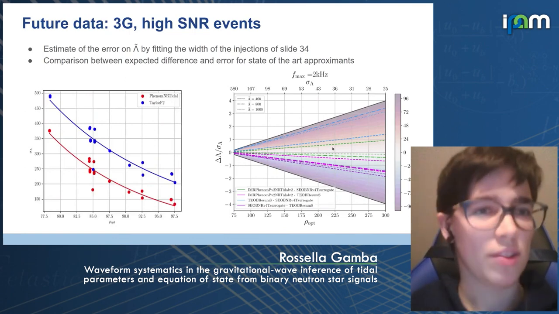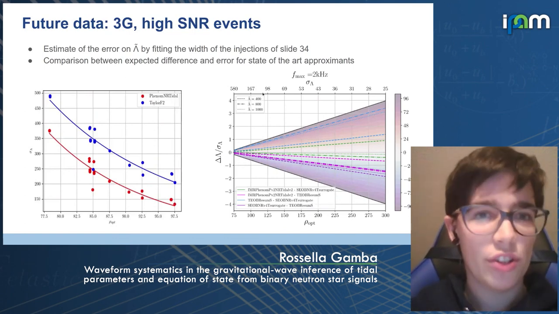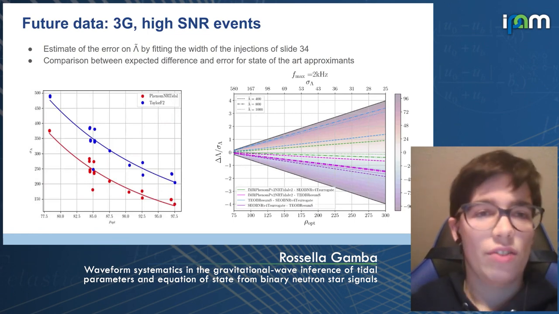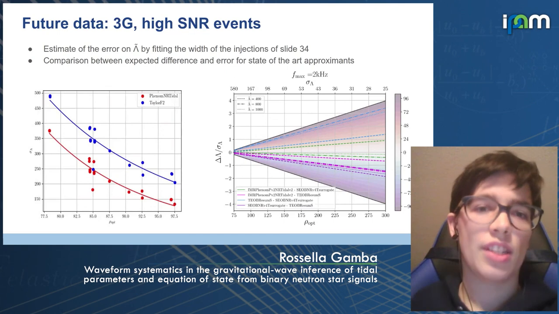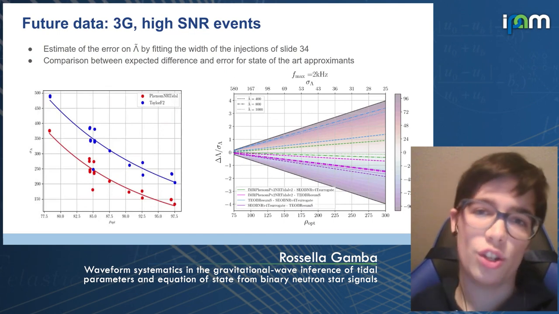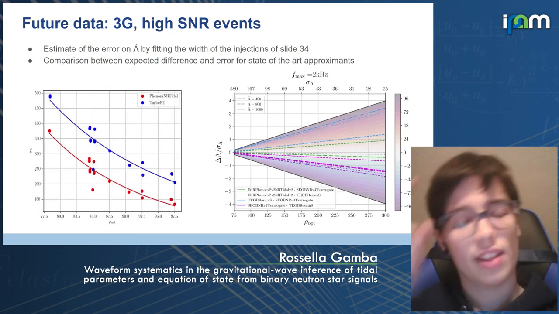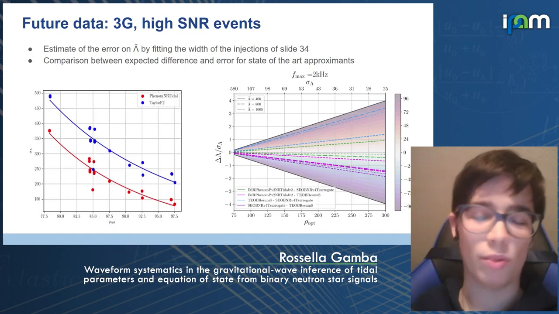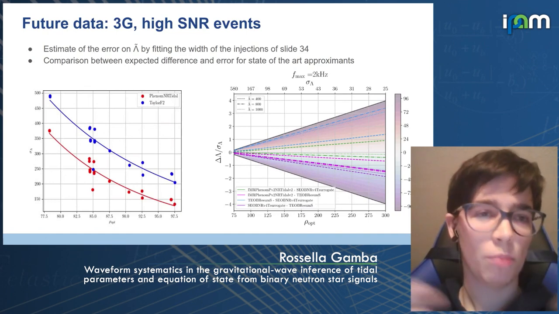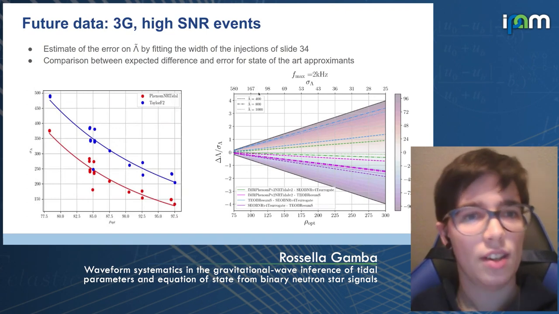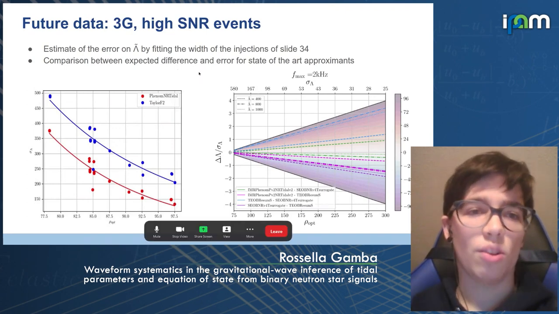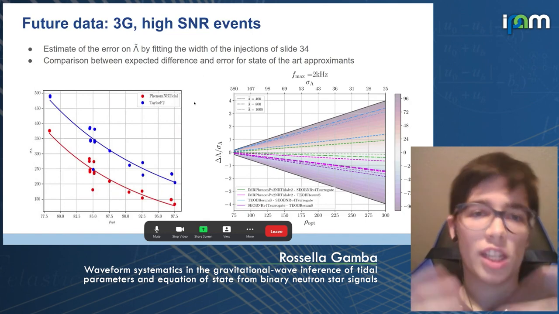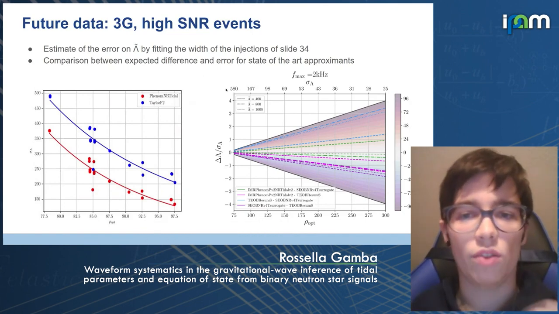I have to speed up, sorry. As for future data, we can estimate the error on the tidal parameter by fitting the width of the injections that I showed you on slide 34, and then extrapolating our fit to higher SNRs. Of course, this is not the proper way to do it, but it gives a ballpark for the error that we expect. And then we can compare this error that we find, this sigma lambda, to expected differences between state-of-the-art approximants.